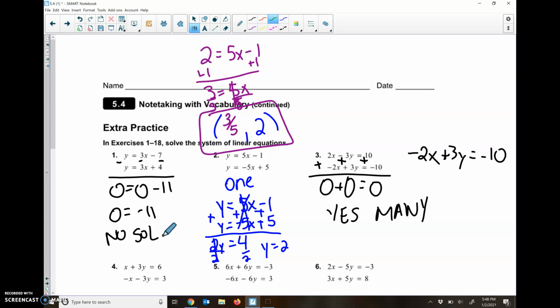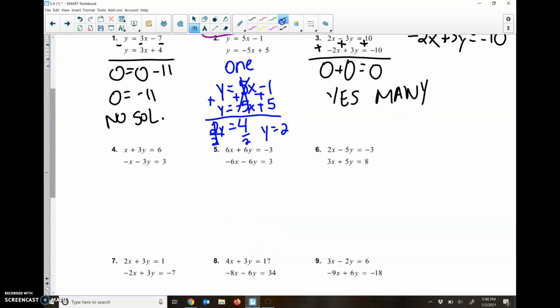Keep solving the problem like we've been doing. Otherwise, some of you might be able to see it a little faster and just be like, oh, these are the same or these aren't the same. So you can do it like that.